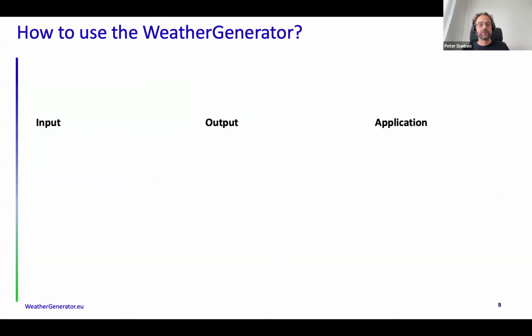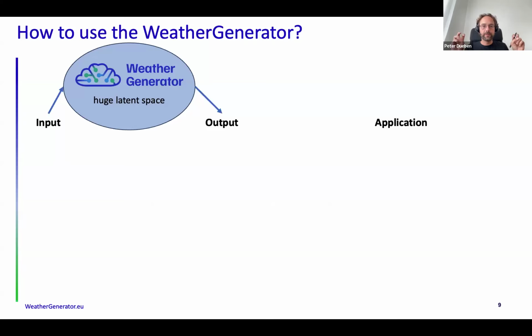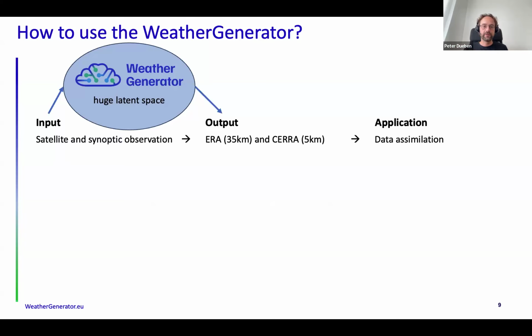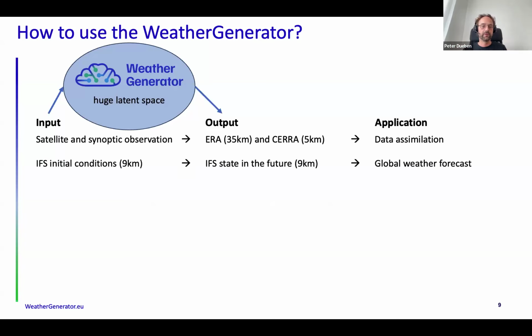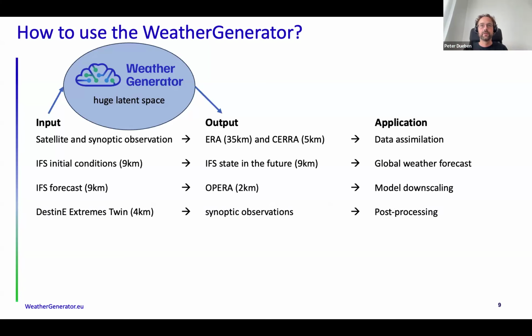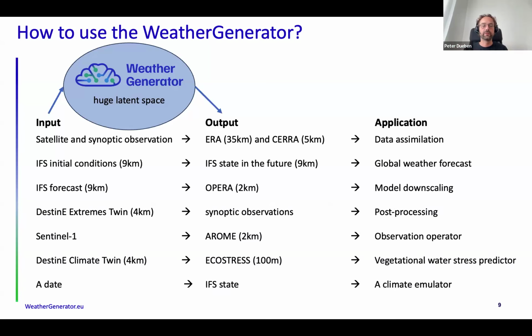So the tool that we will get should be basically a very large machine learning tool that has a very large so-called data space. So it has stored a lot of information intrinsically about the atmosphere and the land surface. And then we can use it for a lot of different application areas. So if you give it satellite observations, for example, and you ask it to generate reanalysis data, you have a data assimilation tool. If you give it IFS initial conditions and you want to get the situation of the atmosphere in the future, you have a forecast model and so on and so forth. So you will be able to use that tool in a lot of different application areas.